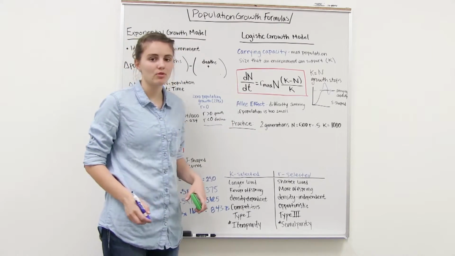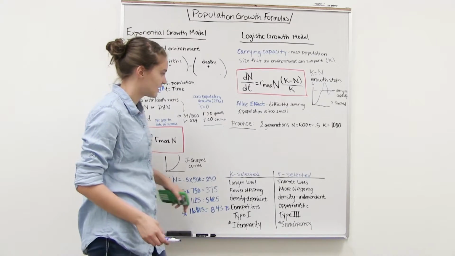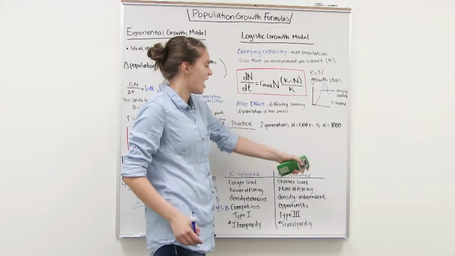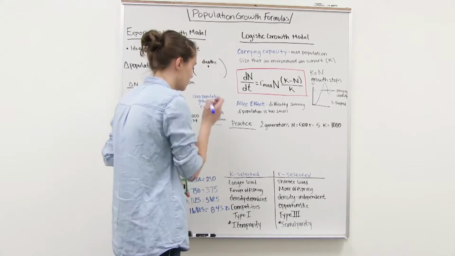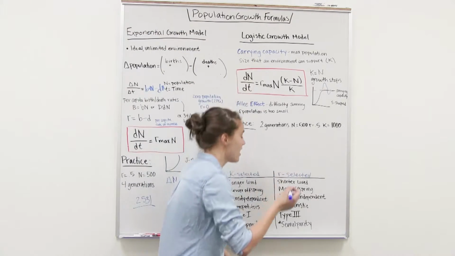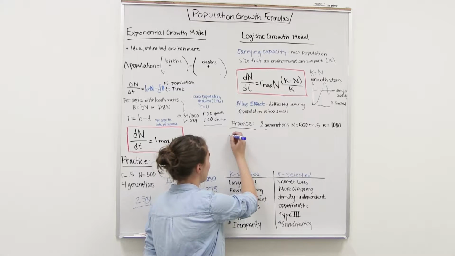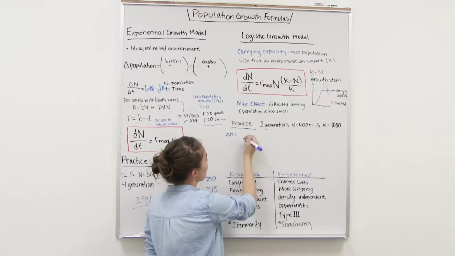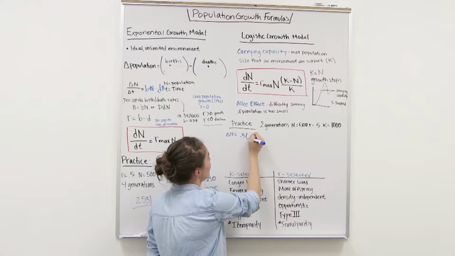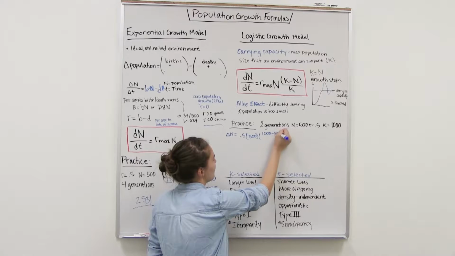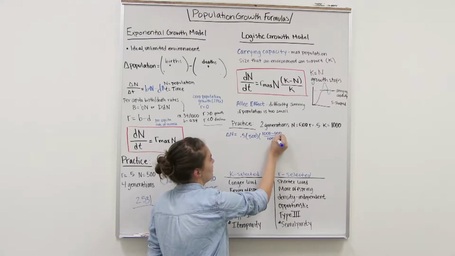So let's do another example. We're going to kind of go back to the example from earlier, except we're going to add on the carrying capacity. So we still have an initial population of 500, and we have a growth rate of 0.5. So let's only do it for 2 generations though, and we'll just compare it to the first 2 generations that we had over here. So we're going to start off, and our change in population size is going to equal 0.5 times 500 times our 1,000 minus 500 over 1,000.